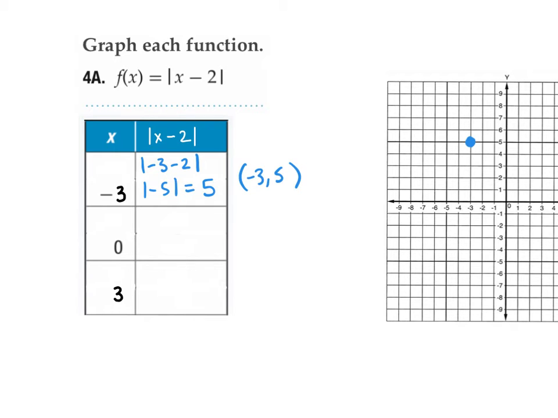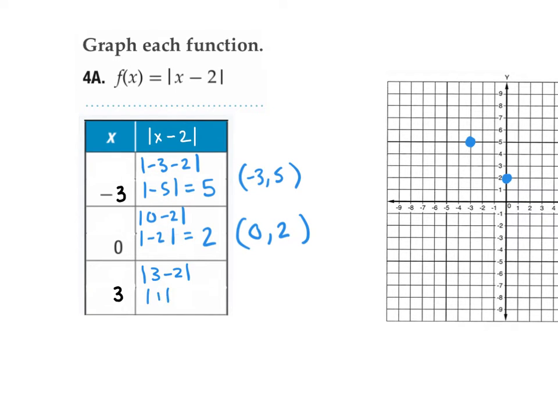Now we can plug in 0. So we have the absolute value of 0 minus 2. What's 0 minus 2? Negative 2. So what's the absolute value of negative 2? 2. So what's our point here? 0, 2. So we stay at 0 and go up 2. Now we can plug in 3. So we have 3 minus 2, which is what?